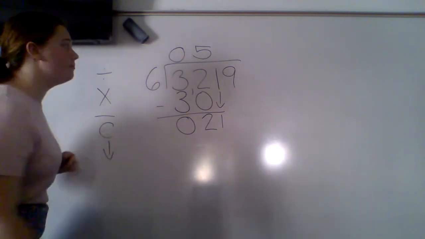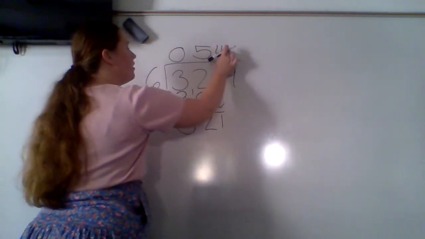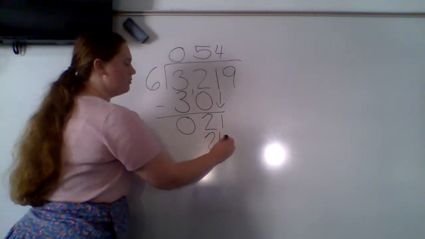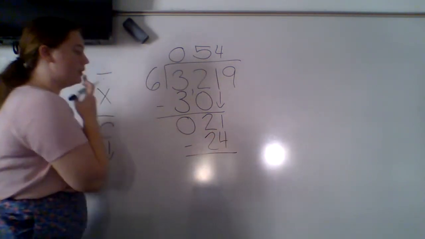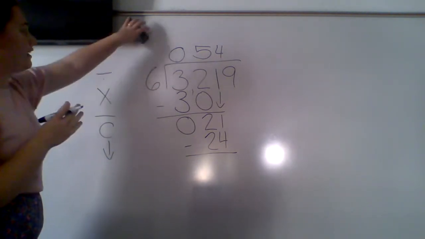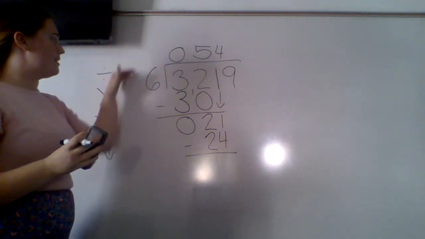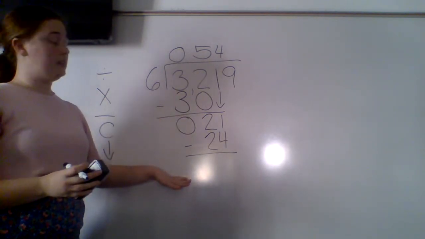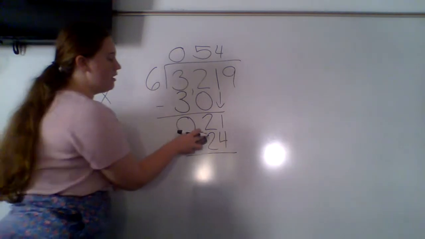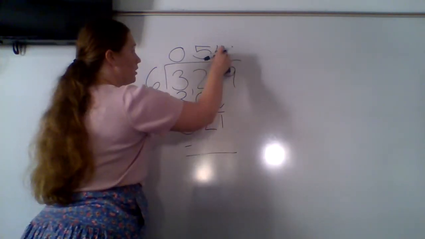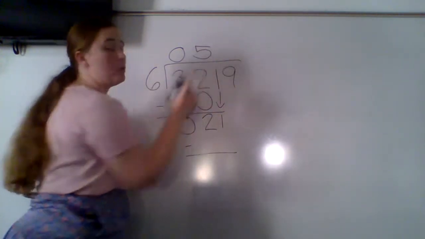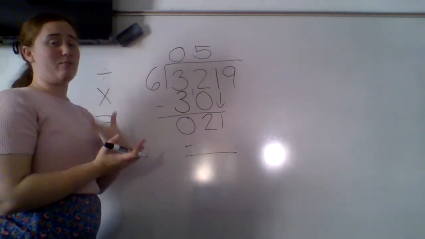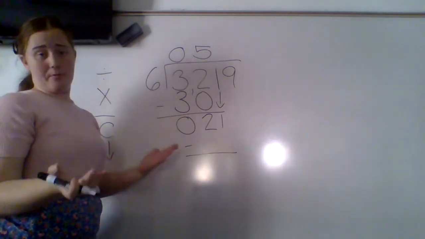Let's try 4. 4 times 6 is, good, 24. Oh, I see a problem. 6 times 4 is 24, but can I do 21 minus 24? No. So that number will not work. 4 is too big. And if 4 is too big, we should probably pick a number that is smaller. So let's try 3.